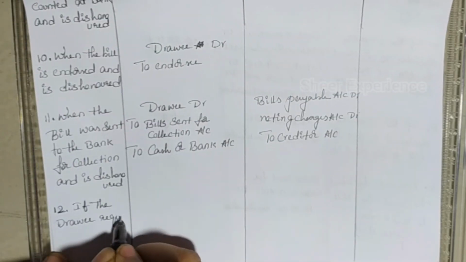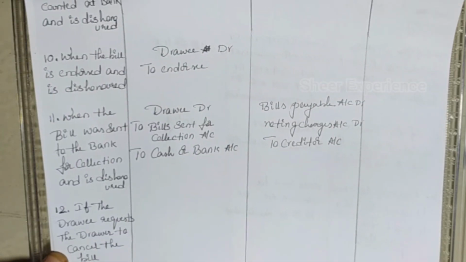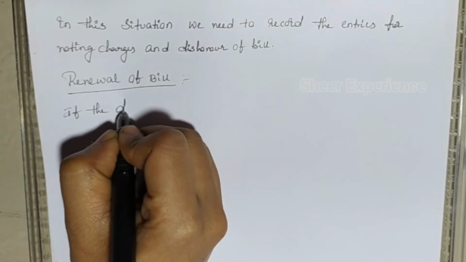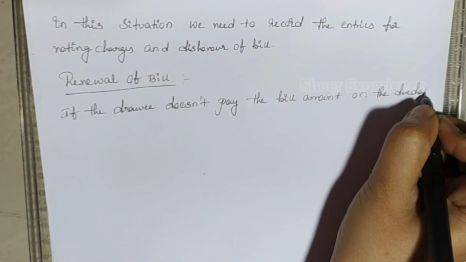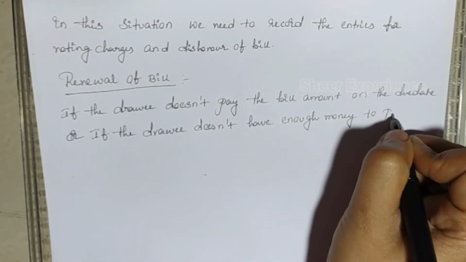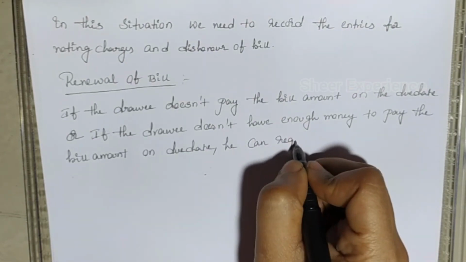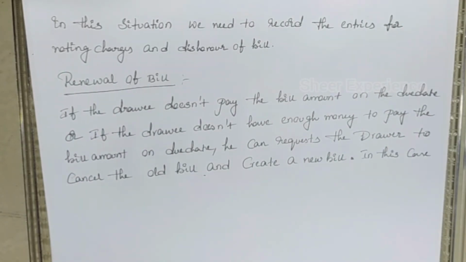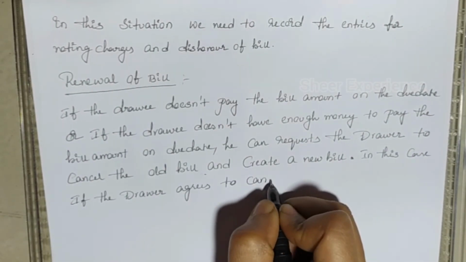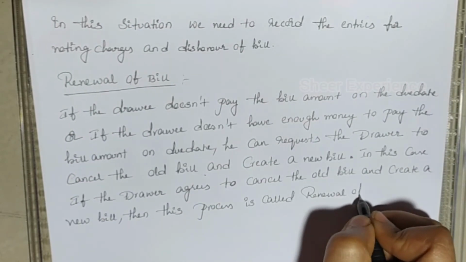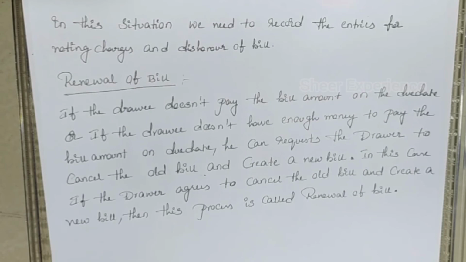Our next situation is if the drawee requests the drawer to cancel the bill. Now what is cancelling the bill? Now we need to understand one concept, that is renewal of bill. If the drawee doesn't have enough money to pay the bill amount on the due date, he can request the drawer to cancel the old bill and create a new bill. If the drawer agrees to cancel the old bill and create a new bill, then this process is called renewal of bill.